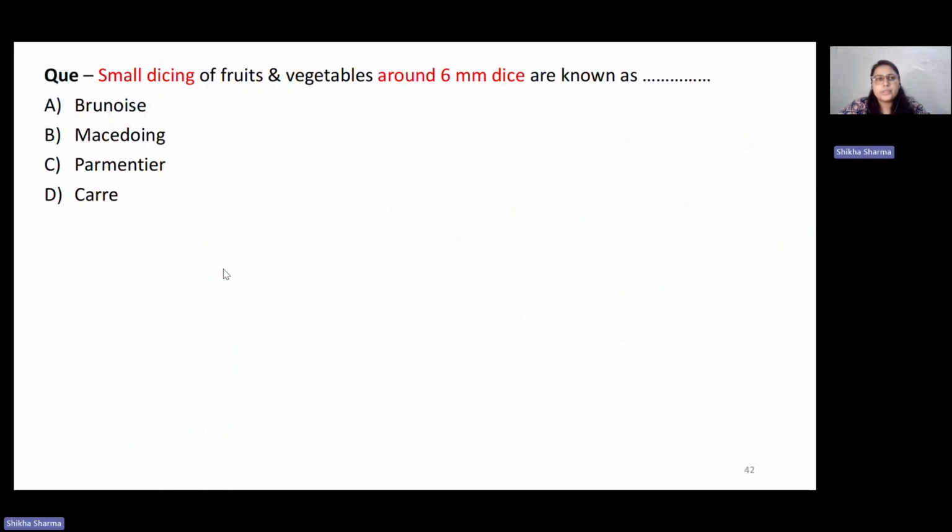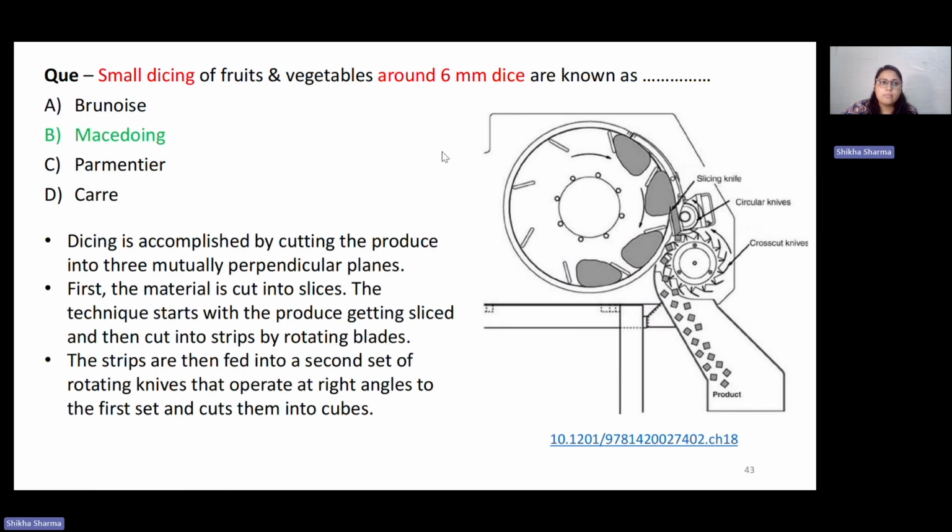Okay, now this question is about dicing. Small dicing of fruits and vegetables of around 6 mm dice is known as what? By which name do we say that it is a small dicing, or the 6 mm cubes we get, so which type of dicing is it? So it is basically medium dicing.